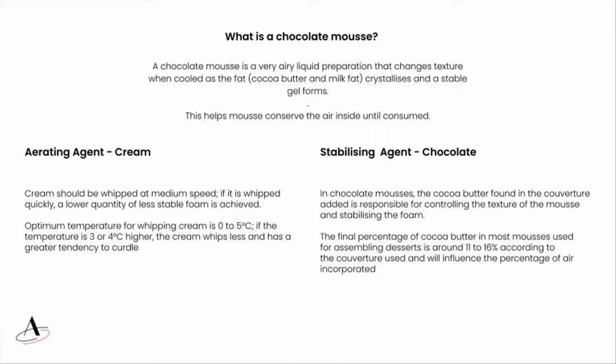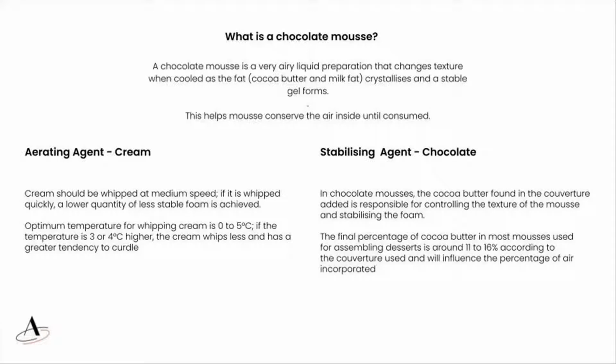So I did just talk about it a little bit. The stabilising agent in a chocolate mousse is the chocolate and the cocoa butter in that chocolate. So we do have to look at how much cocoa butter is in the chocolates. And we always get questions about, well, how do I know how much chocolate I should have in my mousse? Well, a rough one is we need between 11 and 16% cocoa butter in the total of our chocolate mousse.